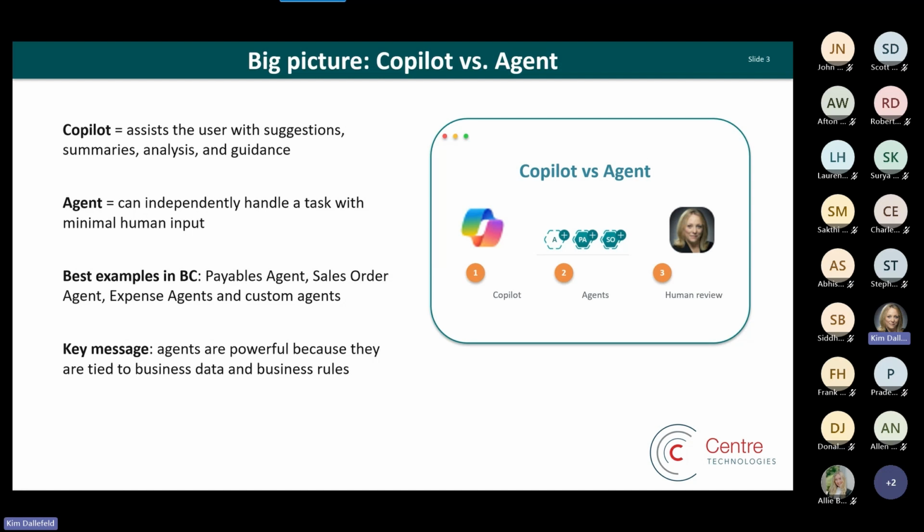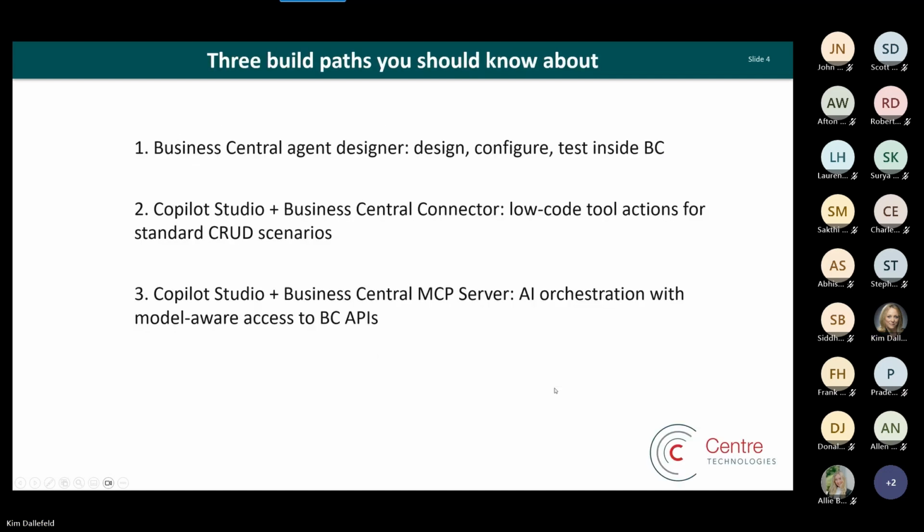There are three paths to building agents. We're going to talk about the first one, which is the Business Central Agent Designer. You can design them, configure them, and test them. Copilot Studio brings more capability to the dance. There's a connector to Business Central. You can use some low-code tools, and there's some standard scenarios.